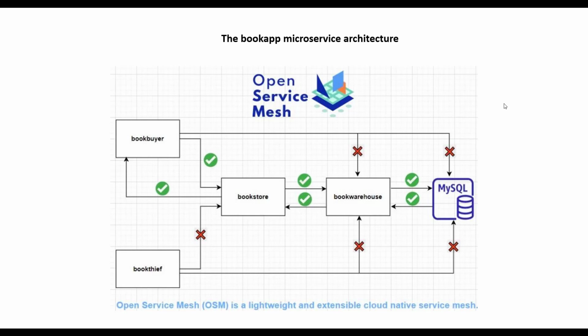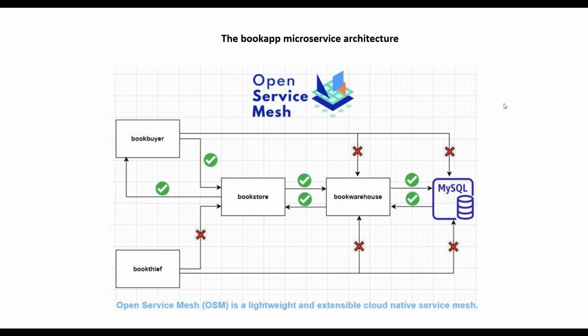Book buyer pod can connect to bookstore, bookstore pod can connect to book warehouse, and book warehouse can connect to MySQL pod. Book buyer cannot connect to book warehouse directly, and it cannot also connect to MySQL directly. Book thief cannot connect to bookstore, book thief cannot connect to book warehouse, and it cannot also connect to MySQL. That's how the architecture is, very simple.